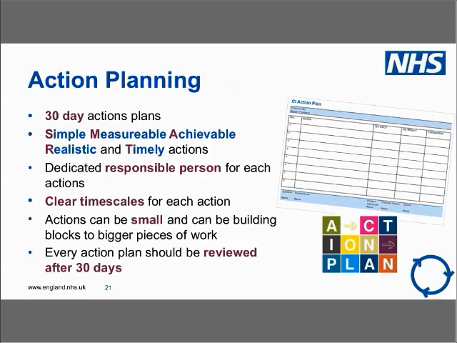If you're planning anything longer than 30 days, chances are your action's not going to be that smart. It's not going to be simple, measurable, specific, achievable, realistic, timely, whichever SMART you want to use. And it's going to be something that's a bit woolly and not very doable. Dedicate a responsible person, so who's going to do this? That can be more than one person, but you need a name on there, and clear timescales for each action. So how long is it going to take? When will you have it done by? They can be small, but they're building blocks towards a bigger thing.